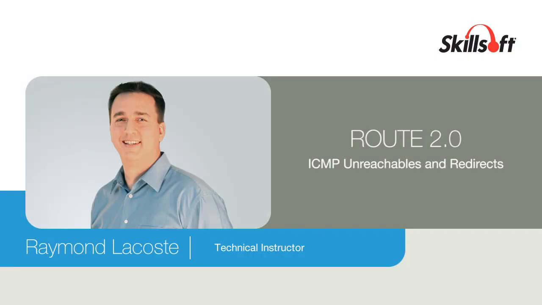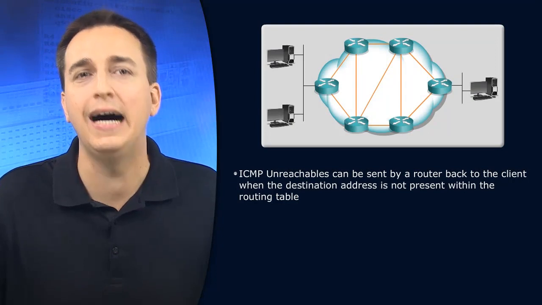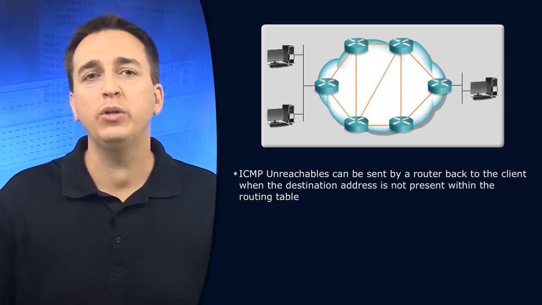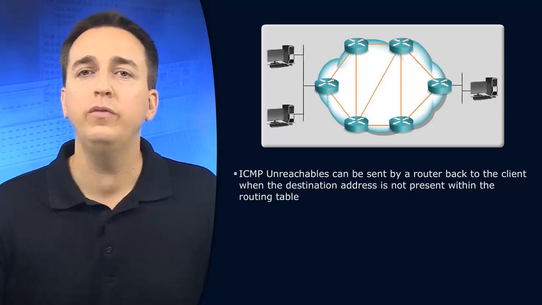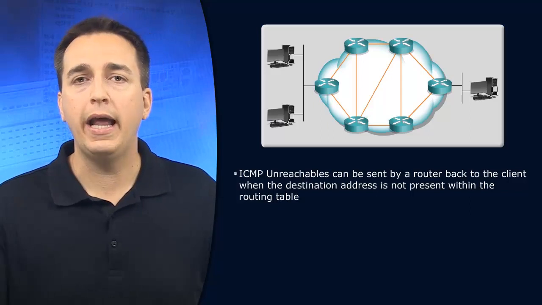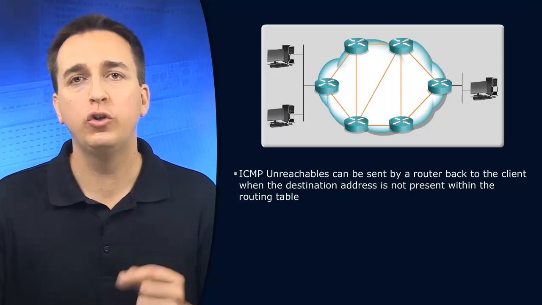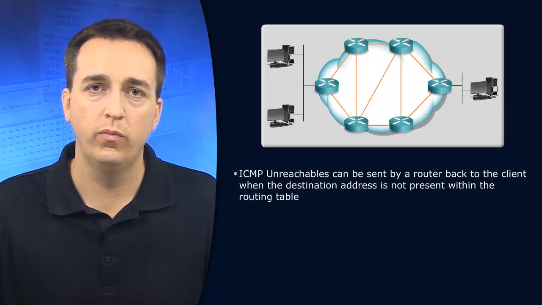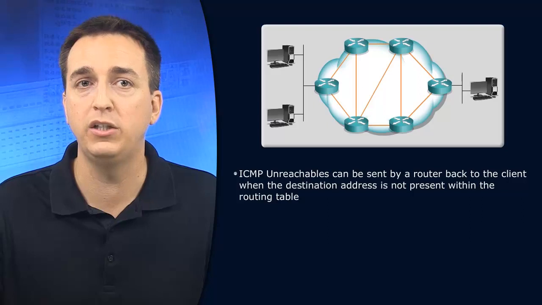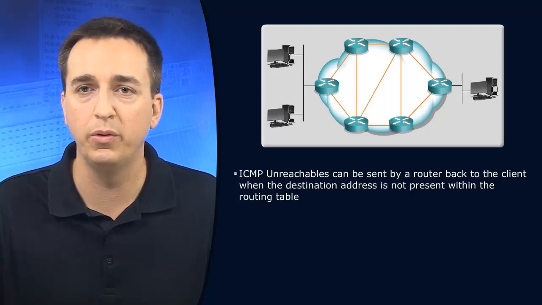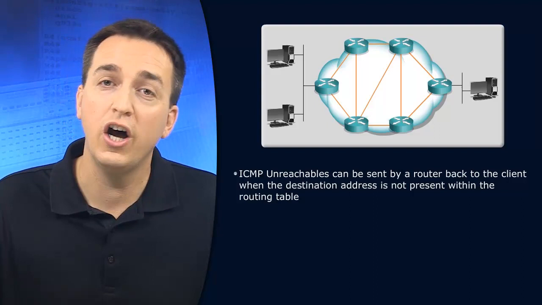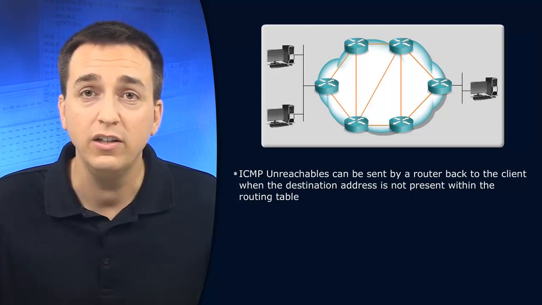I'm pretty sure each and every single one of you has experienced the ICMP unreachable message. What is that? It's simply a message that your device receives when a router is not able to reach a particular destination. Why might you receive that ICMP unreachable message? Well, the router does not know how to reach that destination.